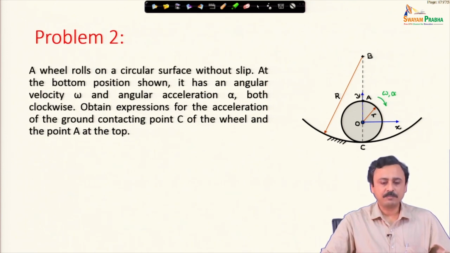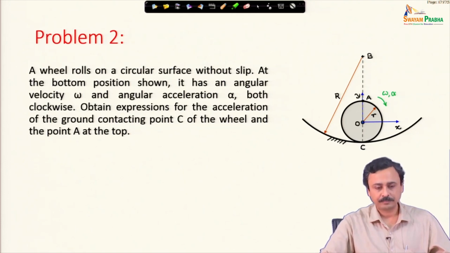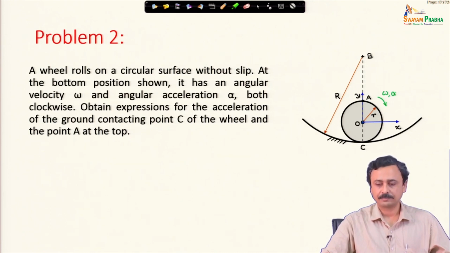Let us extend this problem. Here the wheel is rolling on a circular track in a plane. A wheel rolls on a circular surface without slip. At the bottom position shown, it has an angular velocity omega and angular acceleration alpha, both clockwise, that I have indicated, omega and alpha.